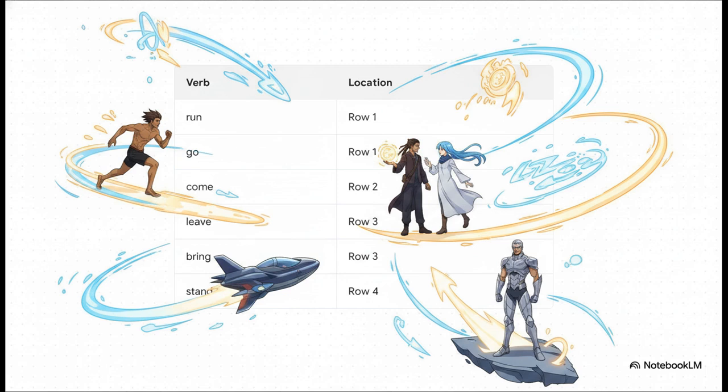Look at run and go in row 1. You've got come in row 2, leave and bring anchoring row 3, and stand right there in row 4. Pulling out words like these shows us exactly how this list equips us to navigate space and physical momentum.